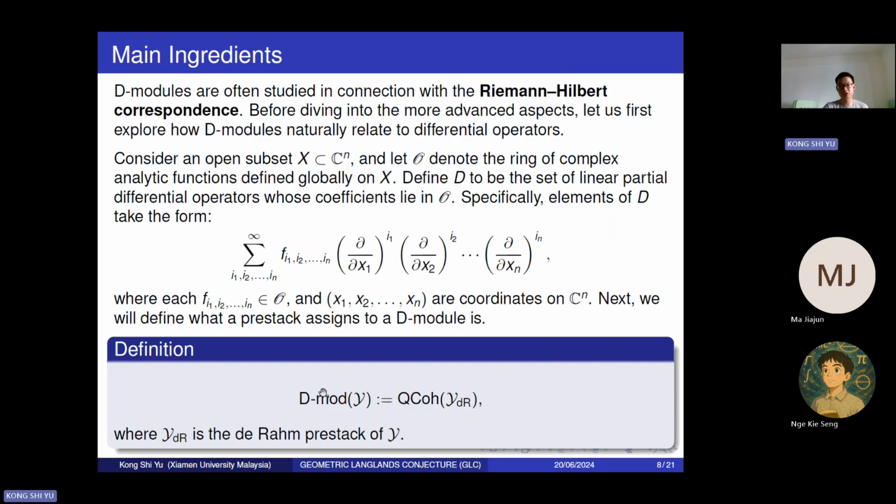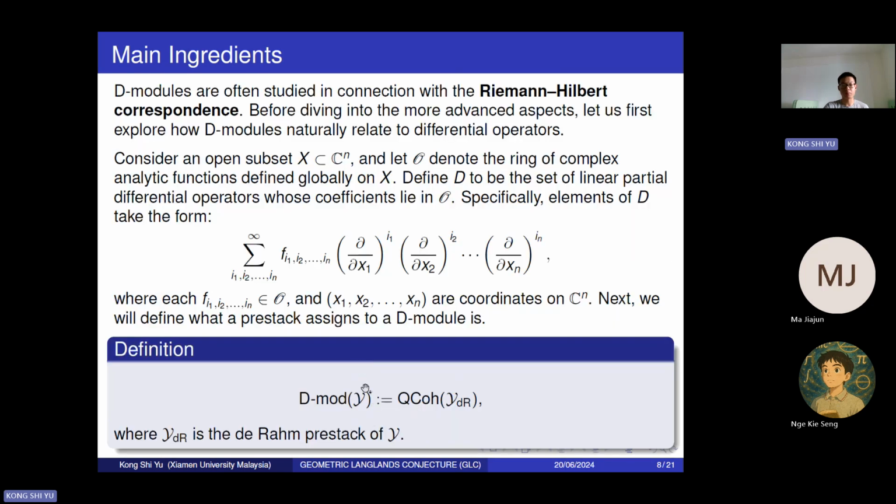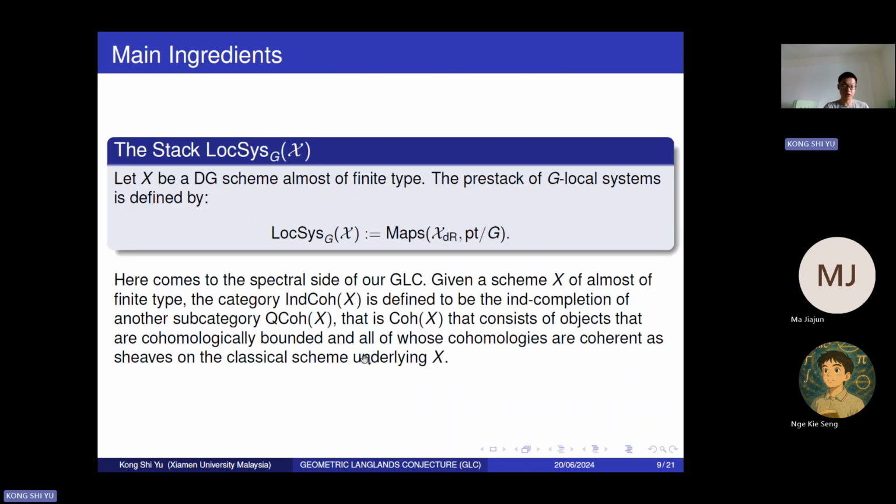Basically, this D-module and this bound, our goal is to assign our bound inside this D-module. This is what you call the automorphic side of our GLC. Now we look at the structural side of our GLC.